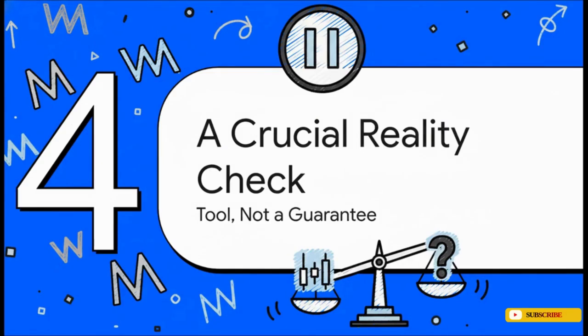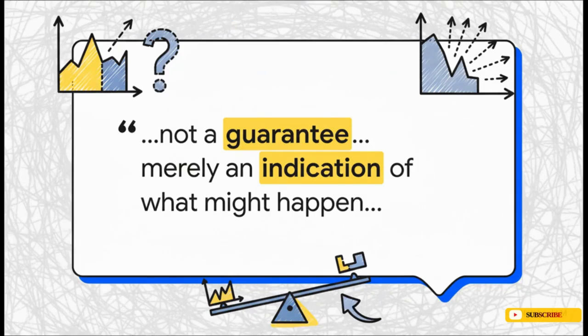Okay, so we've looked at some pretty powerful patterns, and it can be really exciting when you first learn this stuff and you start seeing M's and W's all over the place. But before we wrap this up, we have to hit pause for a super important reality check. This right here is the most crucial point of all. As our source material puts it, and I think this is perfect, chart patterns are not a guarantee. They are merely an indication of what might happen. You absolutely have to burn that into your brain.